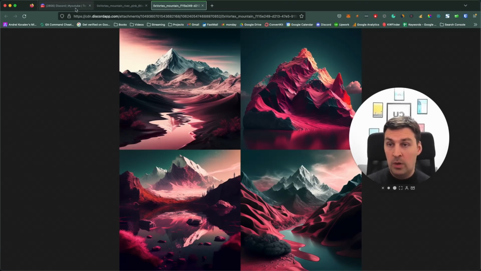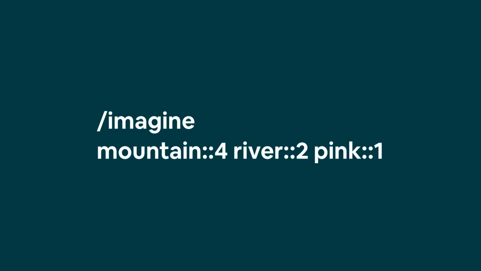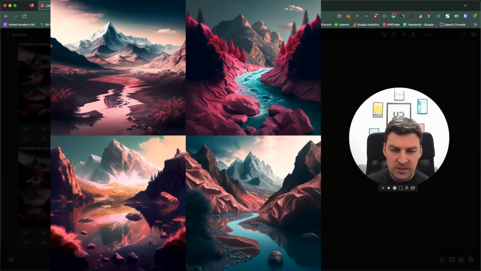So let's try out one more extreme case. And this time we're going to say, imagine mountain 4, river 2, and pink 1. So the emphasis is very, very strongly on the mountain. So let's have a look at what that gives us. And if we open this up, we'll see that there's considerably more emphasis this time on the mountain and on the river. Of course, there's still pink in these images, but we've told Midjourney that we want to give more importance to those other 2 elements.